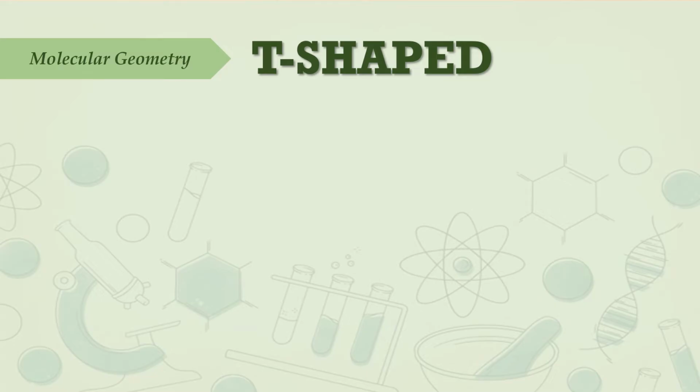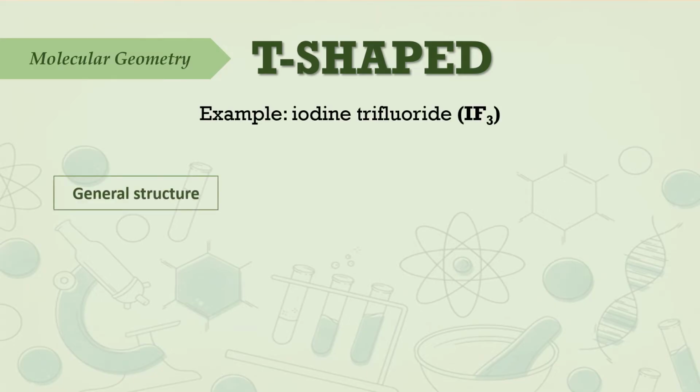Next is the T-shaped. We are going to take iodine trifluoride as an example. The general structure for T-shaped molecules is we have a central atom, still with 3 attached atoms. But the difference between T-shaped and trigonal pyramidal is that T-shaped has 4 dots, or 2 lone pairs. Trigonal pyramidal, a while back, has only 1 pair. But T-shaped has 2 lone pairs.